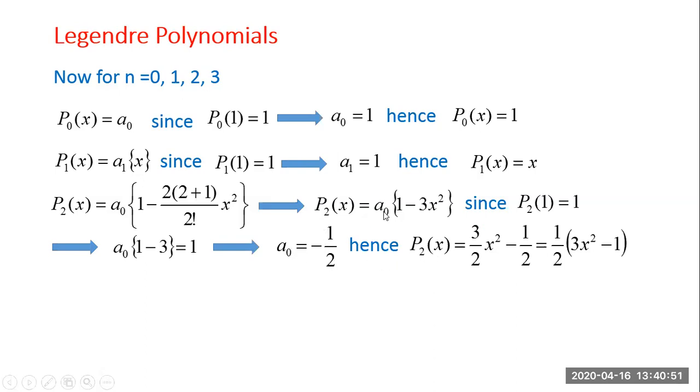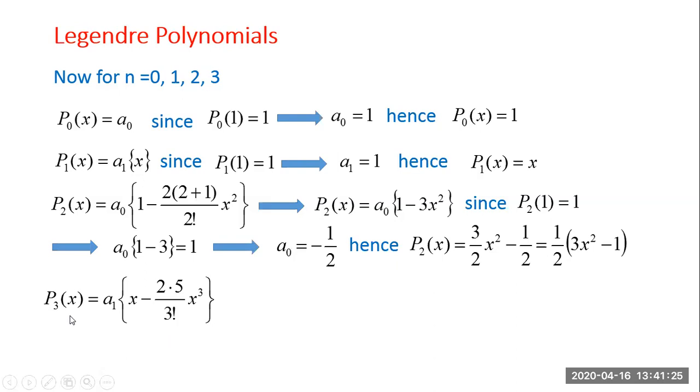So p2 of x from this becomes minus 1 by 2 into (1 minus 3x square). So minus 1 by 2 into minus 3x square is 3 by 2 x square. Minus 1 by 2 into 1 is minus 1 by 2. Take 1 by 2 common. So we get 1 by 2 (3x square minus 1). So for n is equal to 2, the Legendre polynomial is p2 of x is equal to 1 by 2 (3x square minus 1). If you verify here, if you put x is equal to 1, you get 3 minus 1, 2 by 2, it becomes 1. So this is a Legendre polynomial of degree 2.